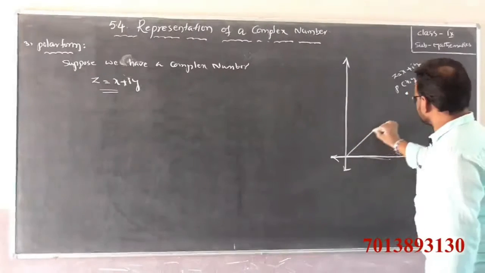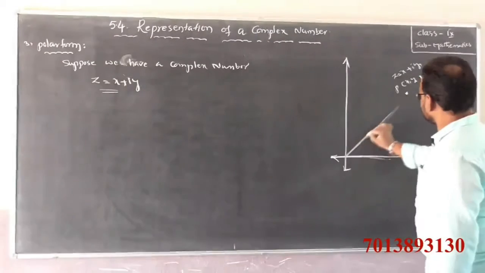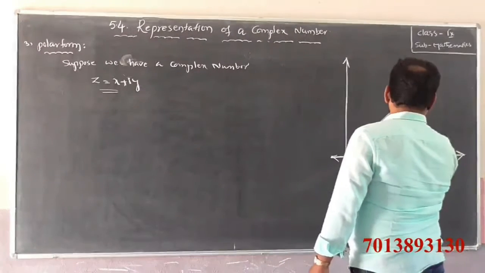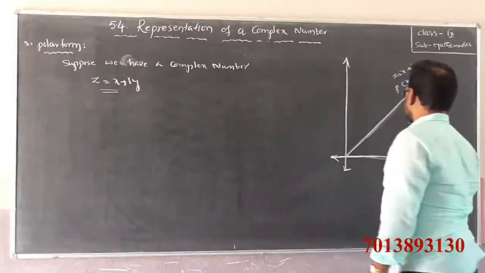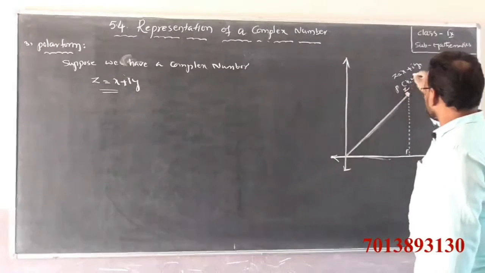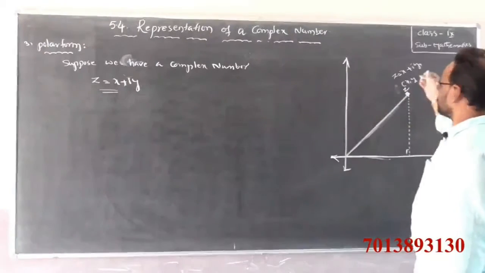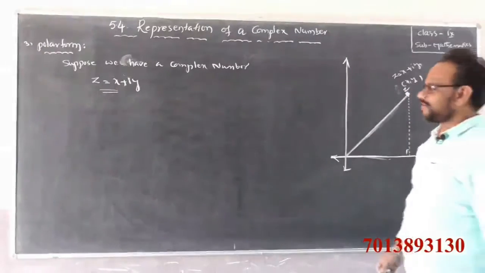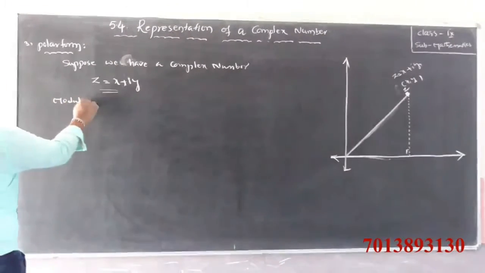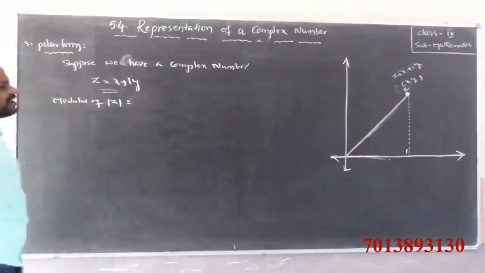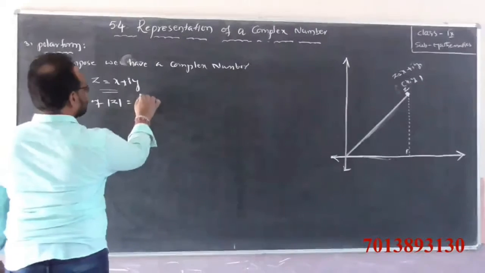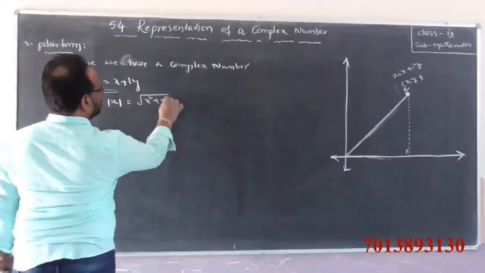Sometimes they give radius. This is the perpendicular line. This is Z, which is nothing but Z is equal to X plus iY. Already we know the modulus of Z. What is the formula? We already discussed in the previous class. That is, modulus of Z is equal to the square root of X square plus Y square.